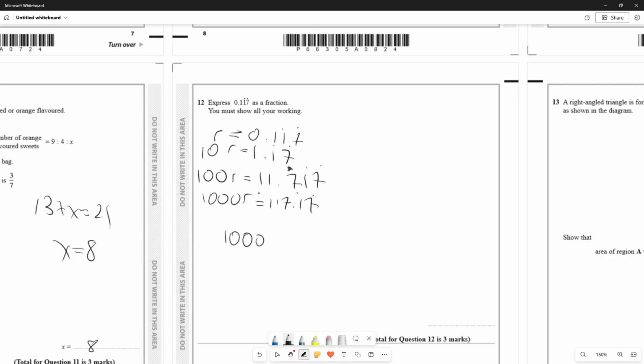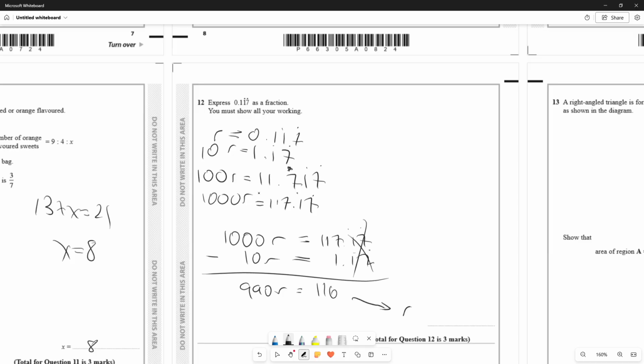So it's 1000r minus 10r is equal to 117.17 recurring minus 1.17 recurring, and then these decimals cancel out. On the right side, we get 990r is equal to 116. And to get r, which is the fraction, we divide by 990. r is equal to 116 over 990. There's your 3 marks in like 2 minutes.